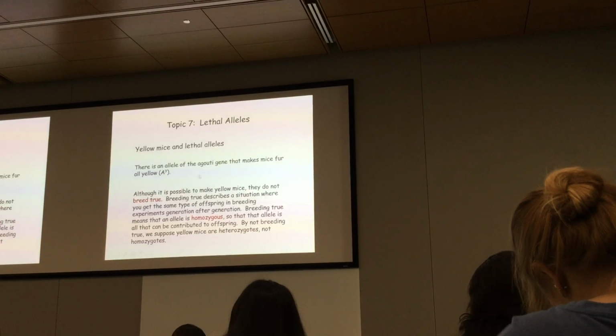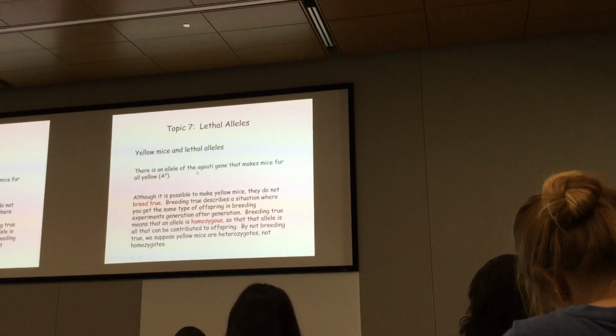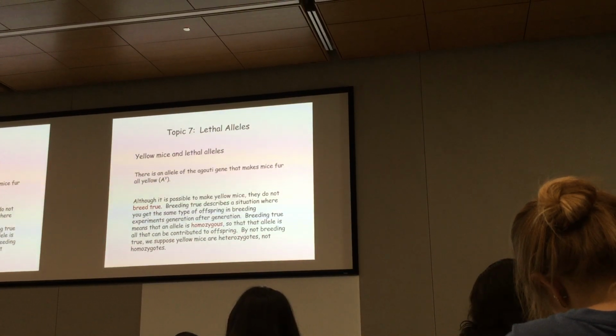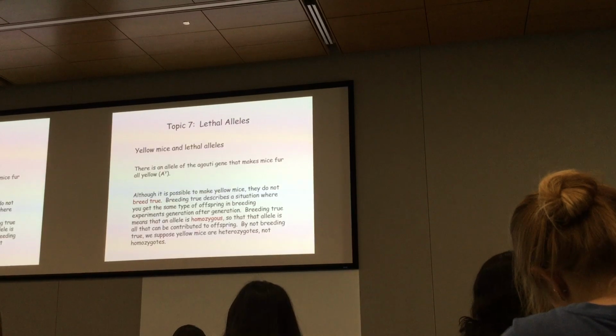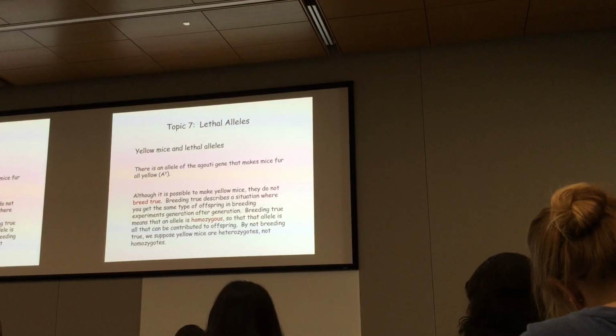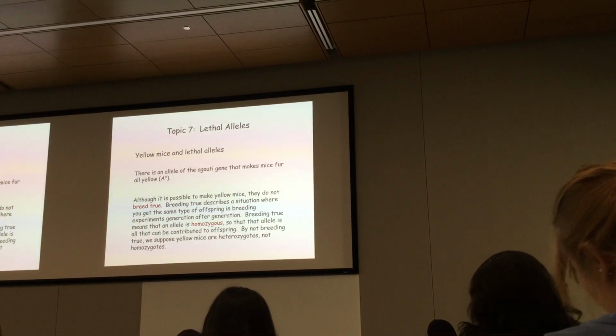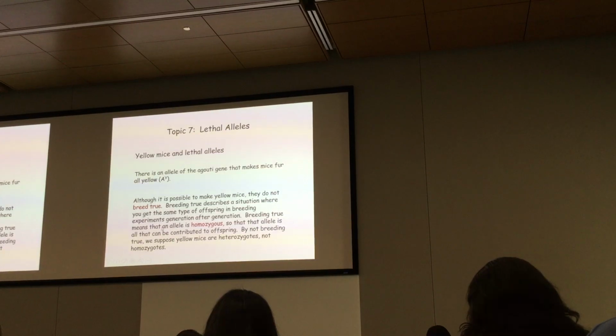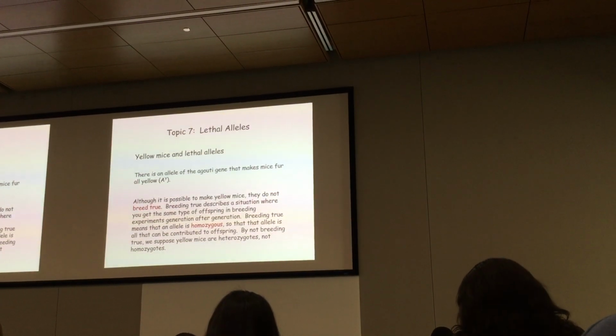And it turns out this agouti gene doesn't have just two alleles, big A and small a, but there is yet another allele called AY. And this AY allele at the agouti gene is responsible for making mice that have yellow colored fur. Okay? And another characteristic of these yellow mice is that they don't breed true.